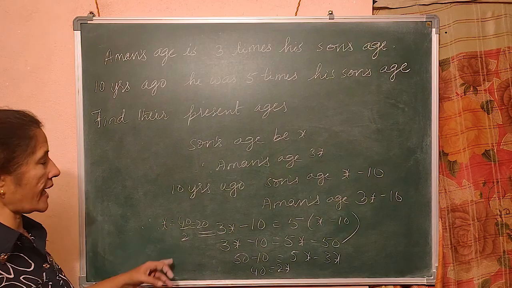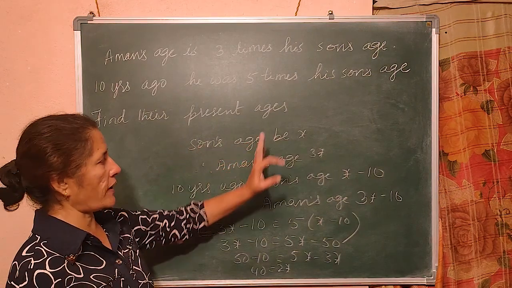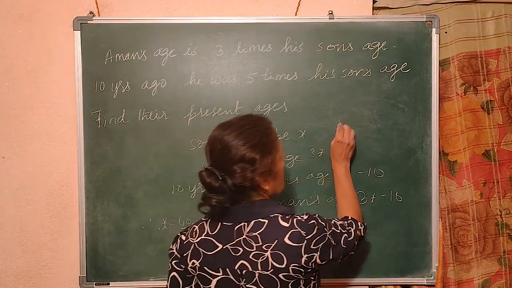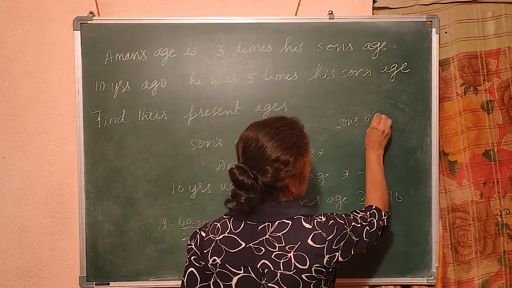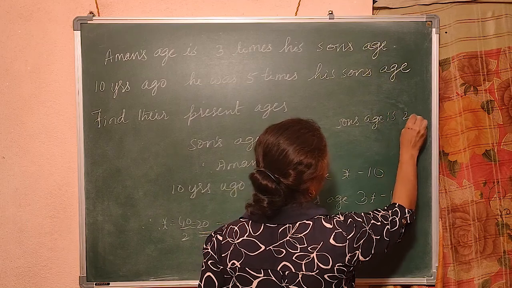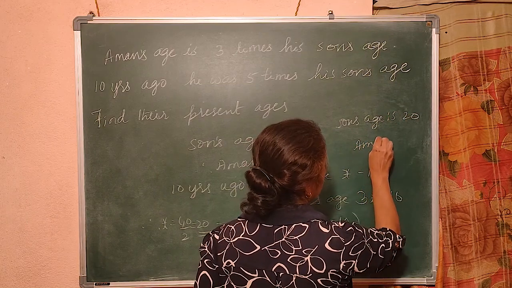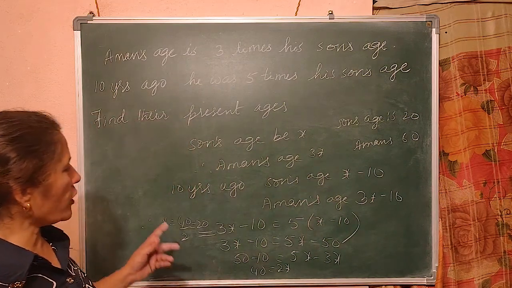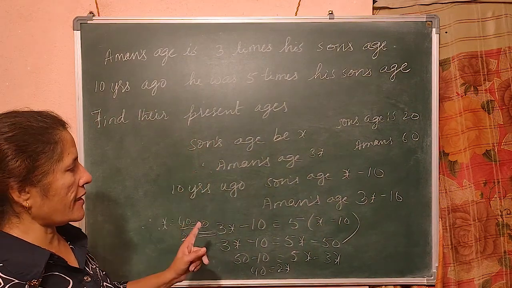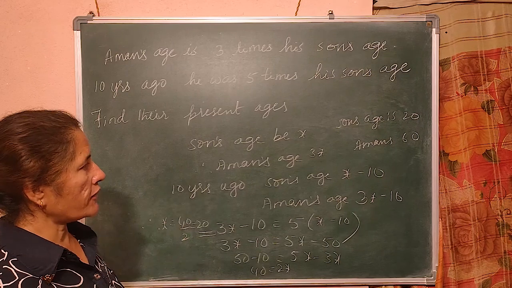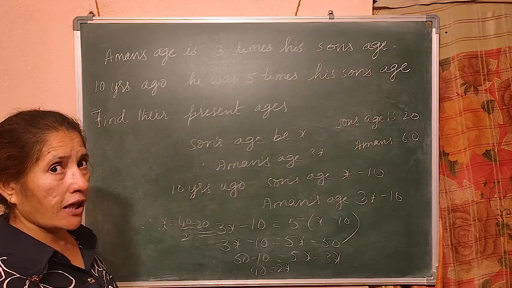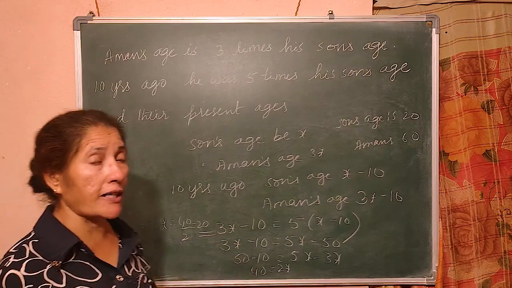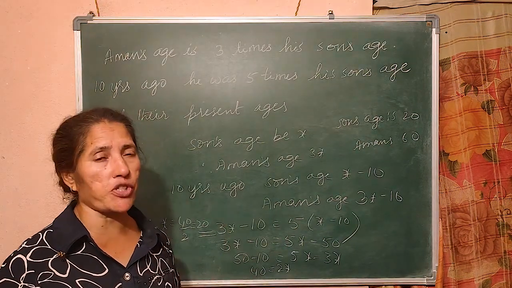So, son's age is 20, Aman's age is 60. Is it correct? Before 10 years, he was 50 years and his son was 10 years. Is it 5 times? Yes, they are right. So, I think you have understood almost all these type of questions.